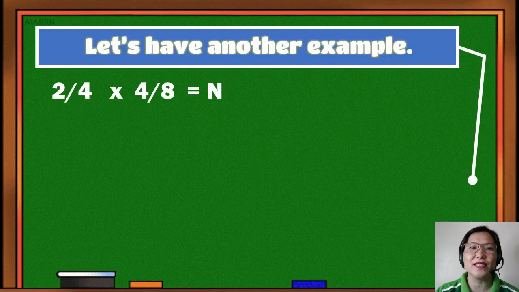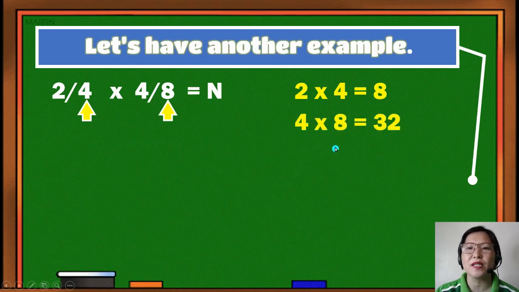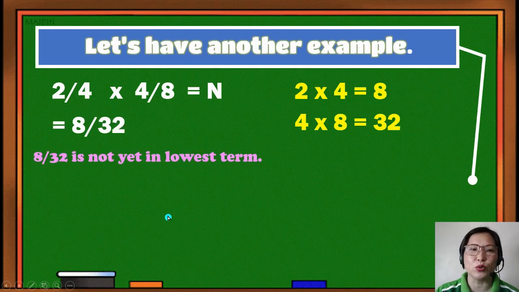Let's have another example. This time we have 2/4 times 4/8. Again, multiply the numerators. So the numerators are 2 and 4. So that will be 2 times 4 equals 8. And then the denominators are 4 and 8. So we will multiply them. 4 times 8 equals 32. So 2/4 times 4/8 equals 8 over 32.